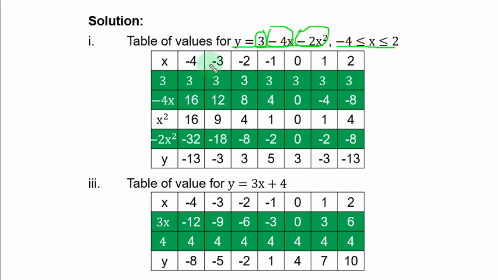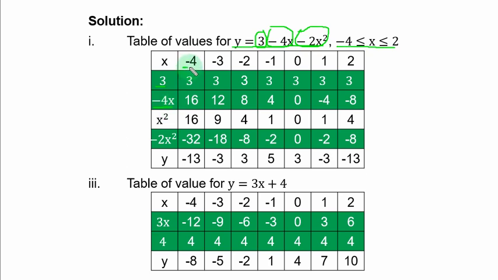So let's start with the s values. They are already given to you in the table from -4 to 2. The next term in the equation is 3. 3 is a constant, so you write 3 under each value of s. Next, we must get -4s. You multiply each value of s by -4.